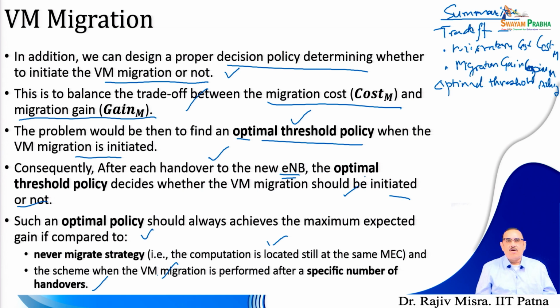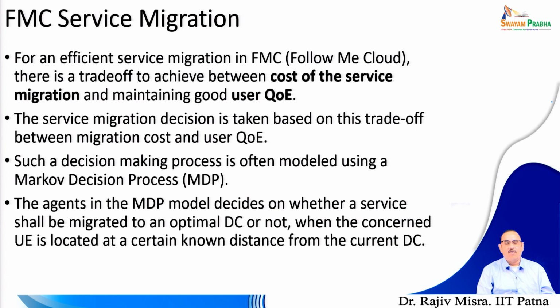So, such an optimal threshold policy always achieves the maximum expected gain compared to the never migrate strategy, that is, the computation is located still at the same MEC, and the scheme when migration is performed after a specific number of handovers. So, this is going to be an important policy, called the optimal threshold policy, in achieving low latency at all points of movement, that is mobility.